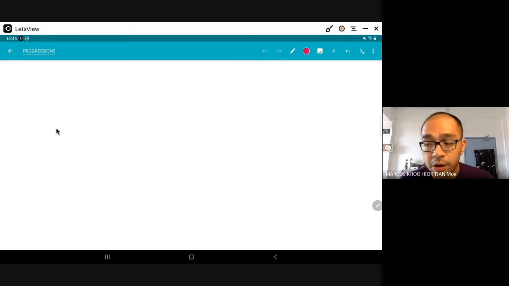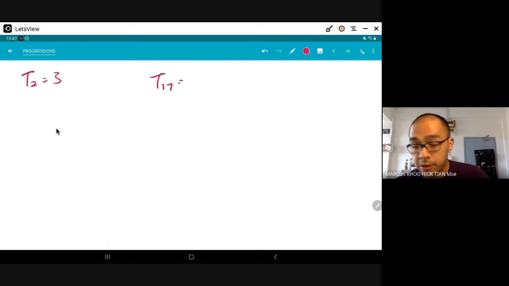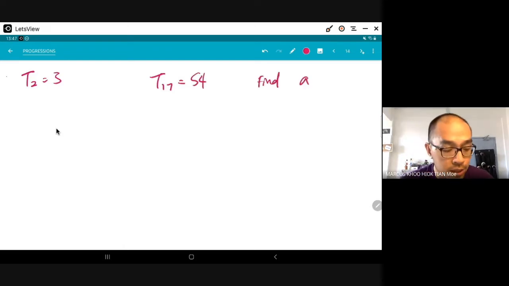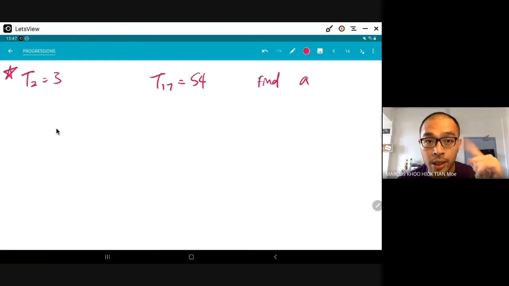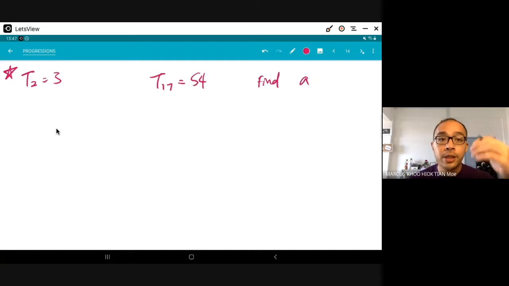Okay, this one is a very common one. Let's start with this. The one sebelahnya, given that T2 equals to 3 and T17 equals to 54. Okay, find A. I want you to star this question because ini adalah soalan yang agak lazim. This is a very common question. This one, formula tidak diberi. Okay, so we only have one thing, which is the value of N.